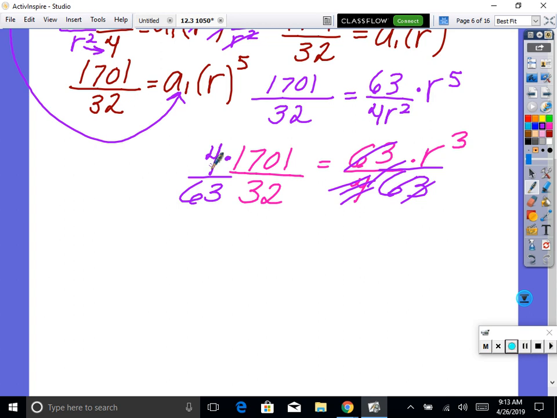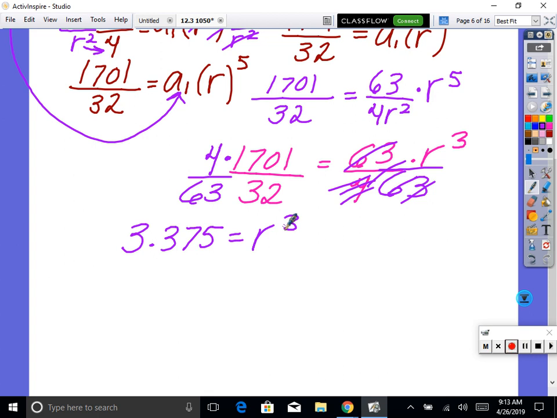Okay, so now take 4 times, calculate that for me, somebody. 4 times 1701 divided by 63 times 32. A bunch of people do it because this could potentially calculate wrong if you're not typing it in really carefully. 3.375 is equal to r cubed. Is that what other people got?